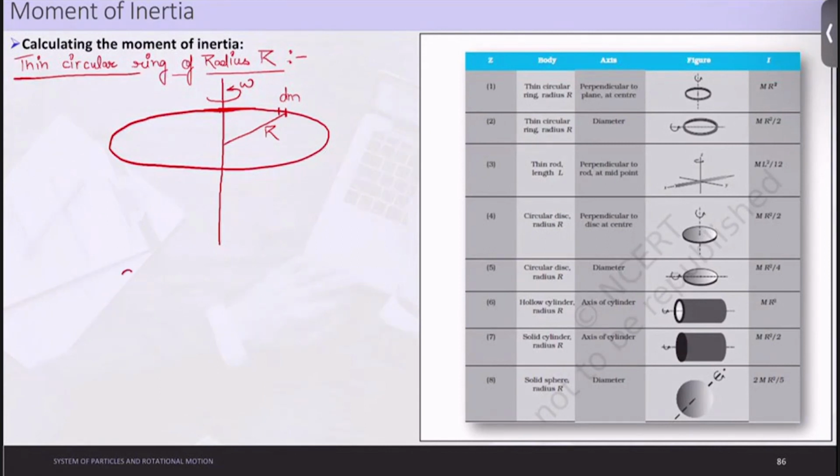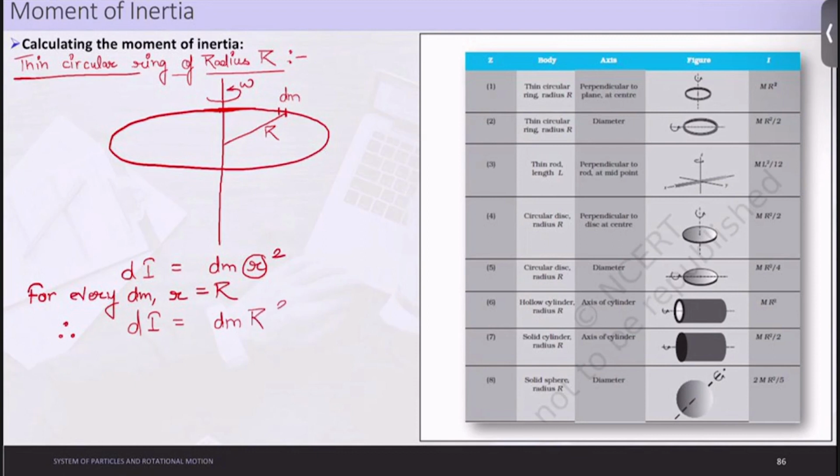If it is at r, what is basically dI? dI is basically dm r square. Correct, it is dm r square. I hope it is okay. But here, what is the value of r? For every dm, the value of small r will be capital R only. Correct. So let me write it here. For every dm, only in this case, small r is equal to capital R, because every mass dm is located at a distance of capital R from the center of the axis of rotation. Therefore, we can write dI is equal to dm r square. I hope this is clear.